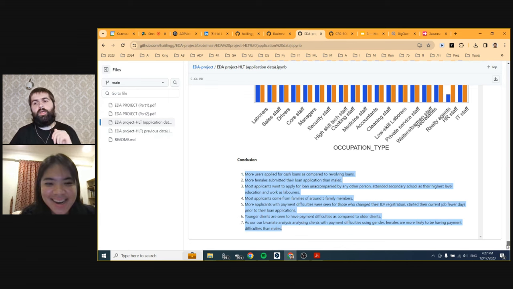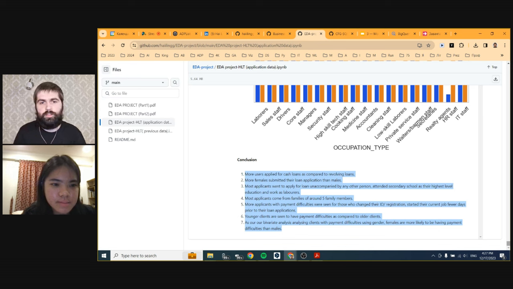So think about why a company will pay for a data analyst, not only for saying that more users apply for cash loans as compared to revolving loans. The stakeholders, the heads of the company, want to know what they should do on the foundation of your analysis of this data, to earn more money, to proceed with their businesses more efficiently, and to avoid some losses of money.